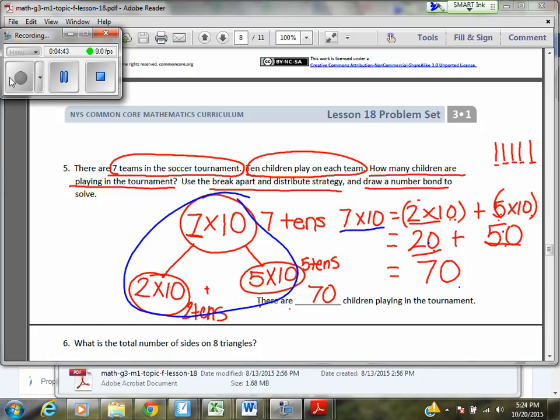So that's what I think it is. This time I didn't have to put a box around my answer because they gave me a blank line. And there we are. There's an example of using a number bond and breaking apart to figure out the answer.